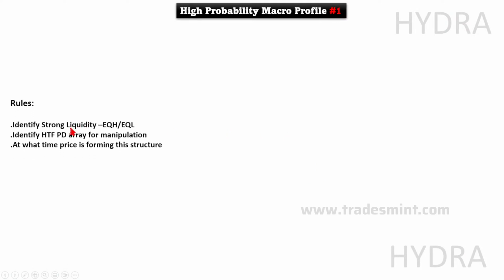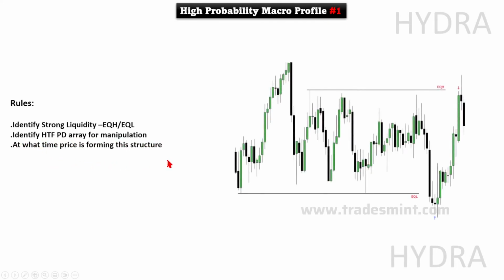So now let's look at this structure on a market profile. Let's remind you guys about our rules once again. Identify strong liquidity, okay, relative equal high or low. The second rule is identify higher time frame PD area for manipulation. And at what time price is forming this structure. This last part is very important, because that's where the time is aligned. We'll be looking for this structure to form inside a specific time.